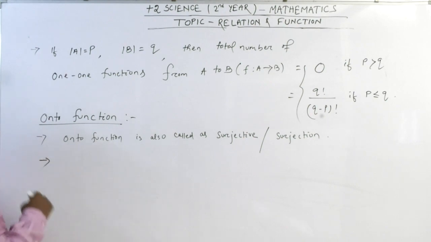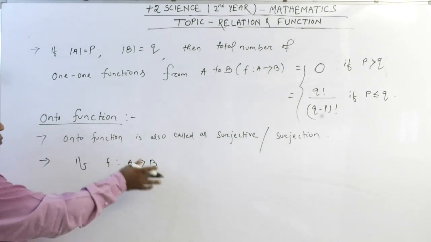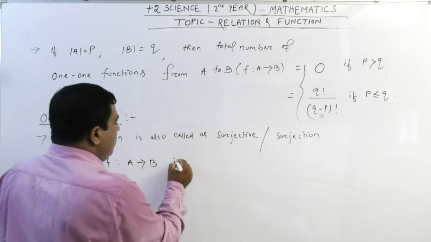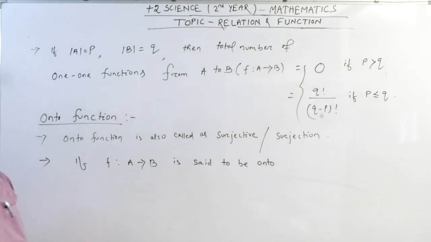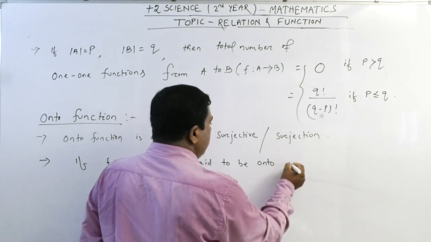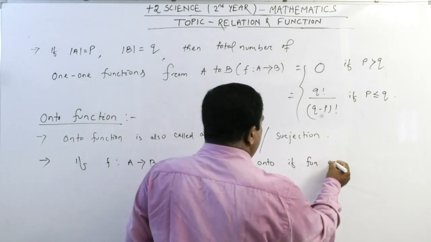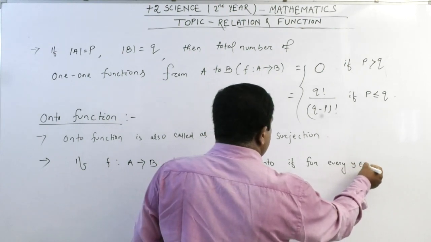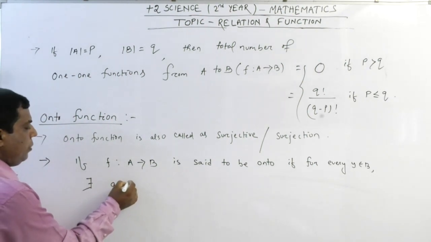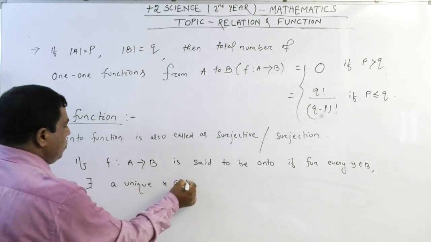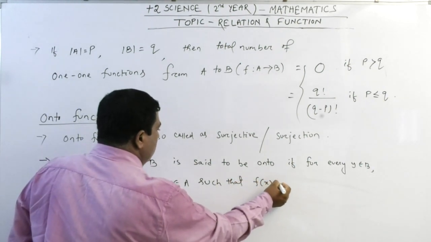Now we will go to the definition of onto function. If f is a function from A to B, it is said to be onto if for every y belongs to B, there exists a unique x belonging to A such that f of x equal to y.